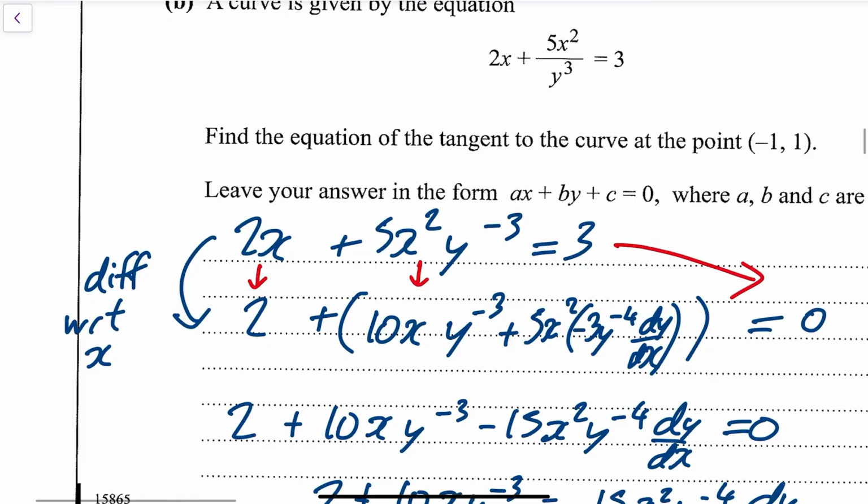So here, I've got these bits here. I'm going to differentiate this, and that's going to give me 10x. Then write down the second. And that's all I've got. Okay?